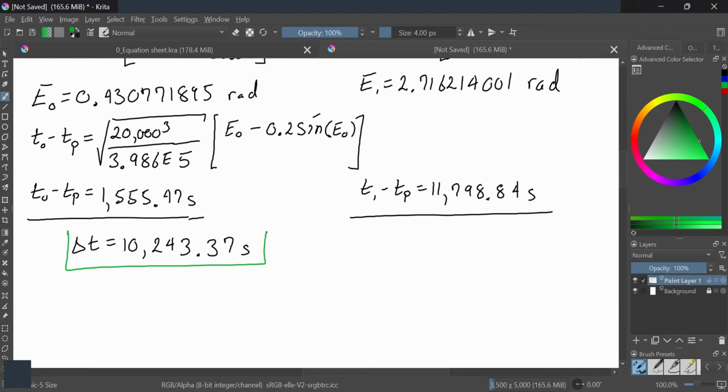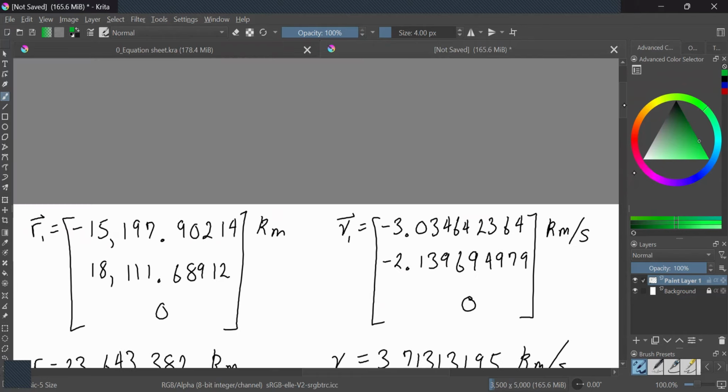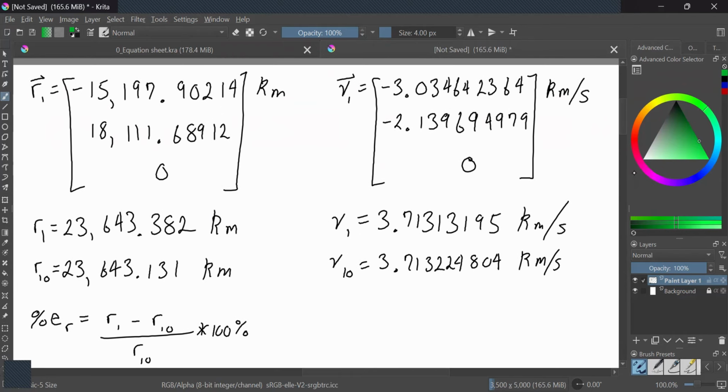Now, this last step may not be super obvious as to why we did it. I can assure you when we get to the end of the micro series, it will all start to make sense. So let me go ahead and write that up here, actually. Speaking of making sense at the end. So no, I don't want that. Delta T is equal to 10,243.37 seconds.